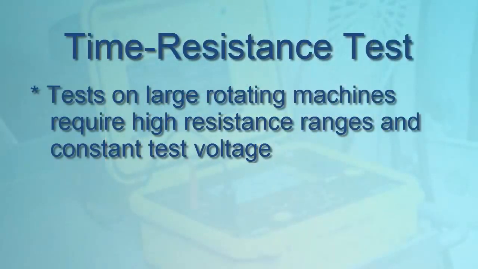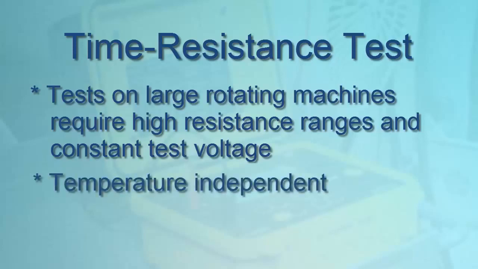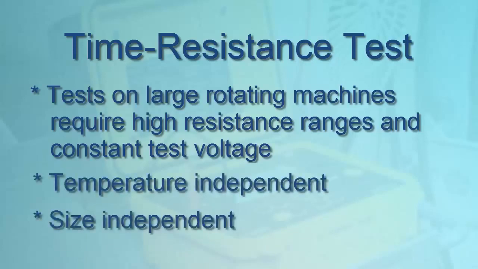Time resistance tests on large rotating electrical machinery, especially systems with high operating voltage, require high insulation resistance ranges and a very constant test voltage. Since this test provides meaningful results within a single 10-minute duration, it is relatively independent of temperature. It is also independent of the size of the system under test.